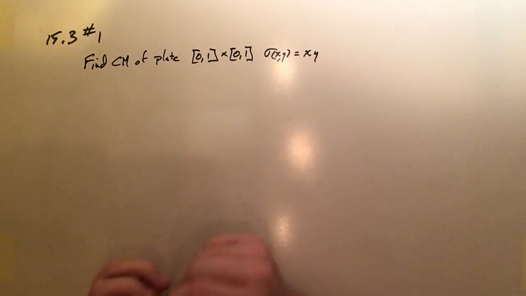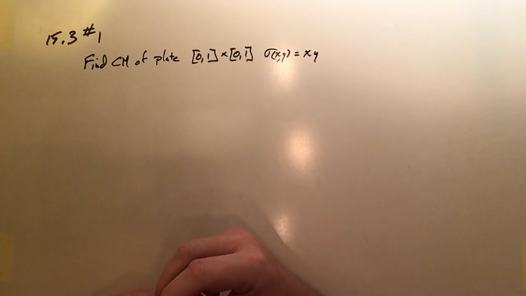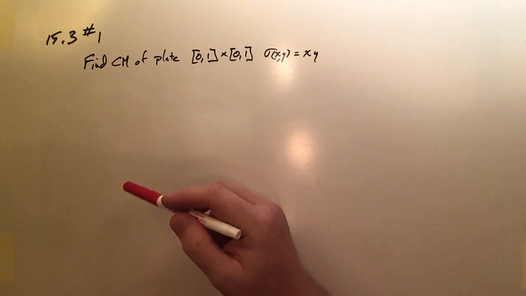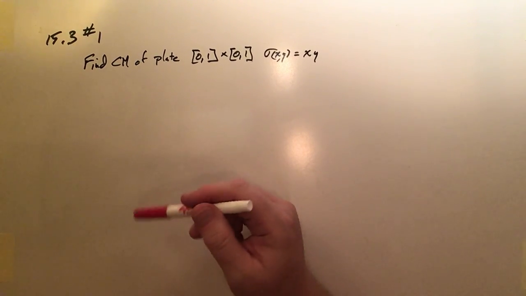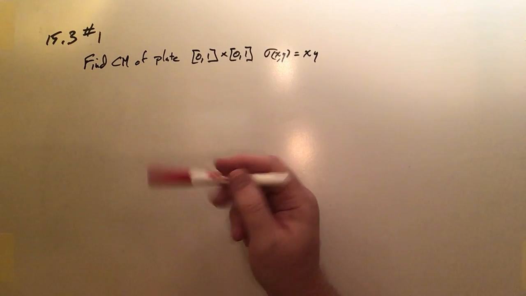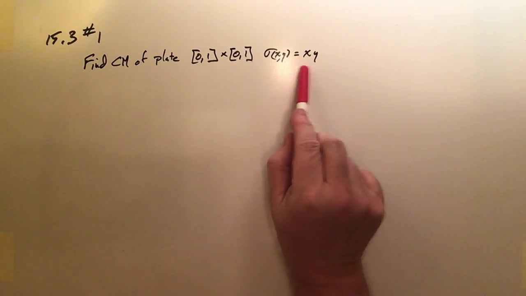Okay, this one's section 15.3, number 1. And now we're doing two-dimensional integrals in order to find center of mass. And the reason why is that the density is two-dimensional.